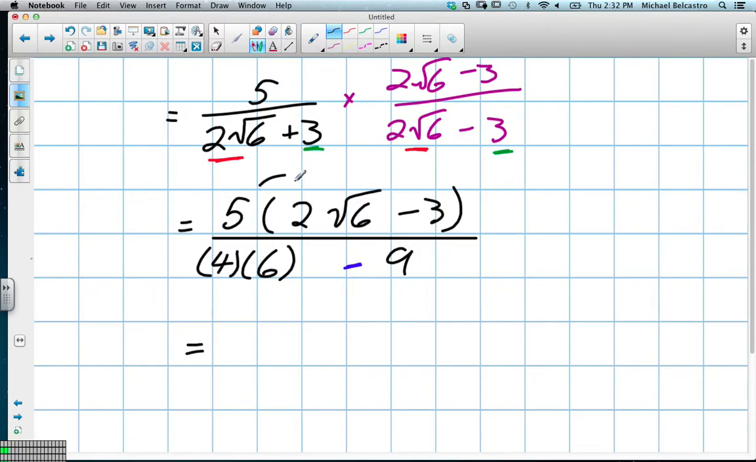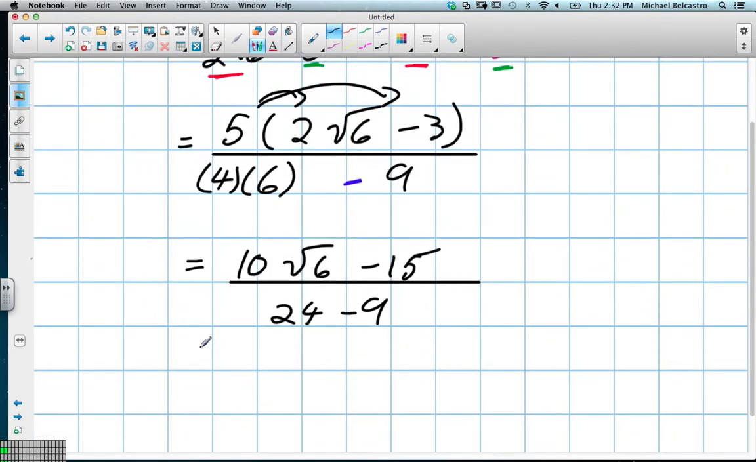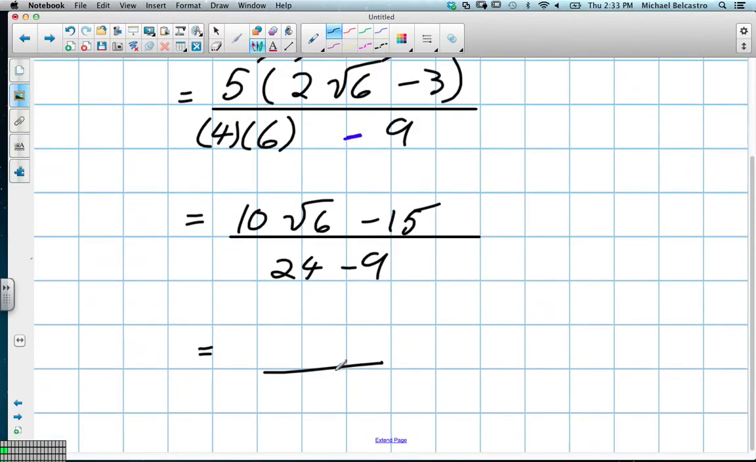We'll distribute the 5 on top. We get 10 root 6 minus 15, divided by 24 minus 9. We could factor a value out on top. Or on the bottom, 24 minus 9, what's that going to give us here? 15. Great. We can actually factor out the value of 5 on top.